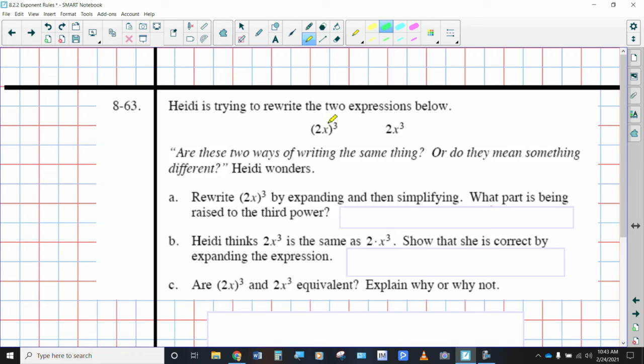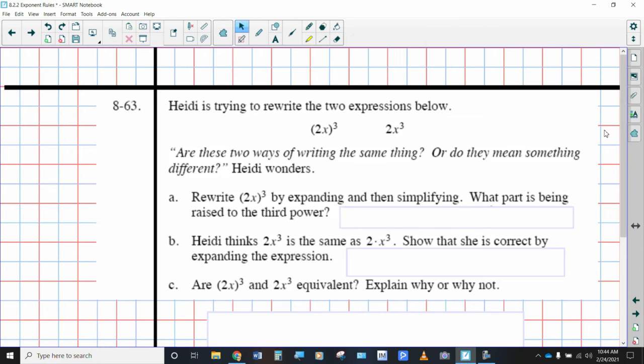So remember, exponents have the higher priority when you are doing the order of operations. This has two different operations taking place here. You've got multiplication, 2 times the x, and then x to the third power. So you would have to do the exponent first before multiplying. But in this case, parentheses are around the 2 times x, which means you have to do that first before you raise to a power. So that's going to change the answer.